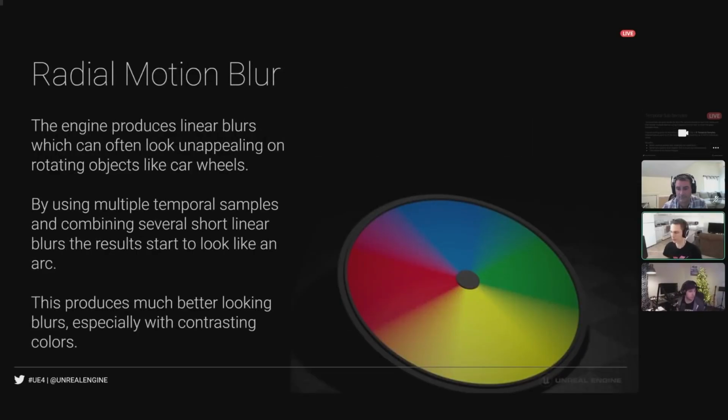So radial motion blur is something that's very hard to do in real-time engines. Usually real-time engines use a linear blur, and that's only going to give you straight lines. And this can look really unappealing on rotating objects like car wheels. By using multiple temporal samples and combining several short linear blurs, the results are going to start to look like a smooth arc.